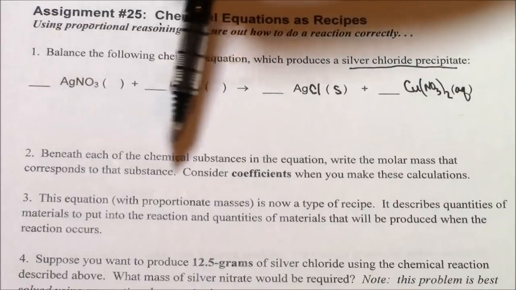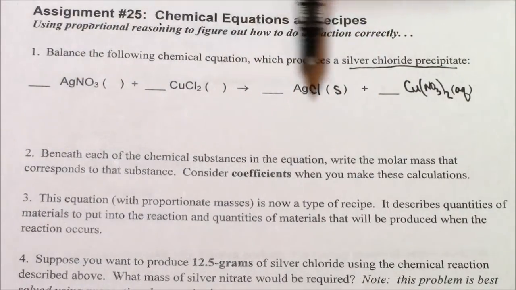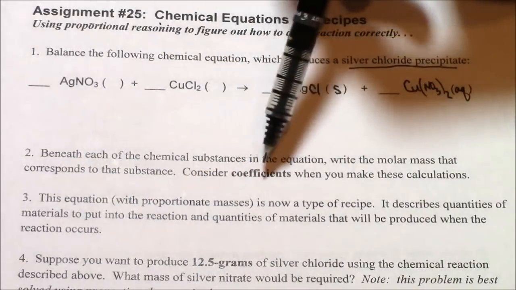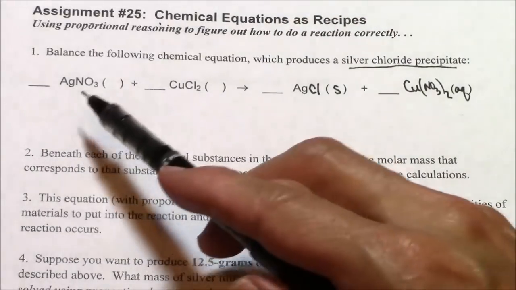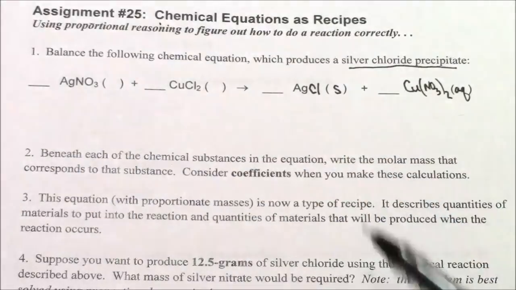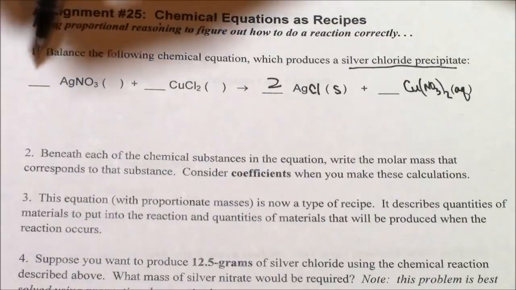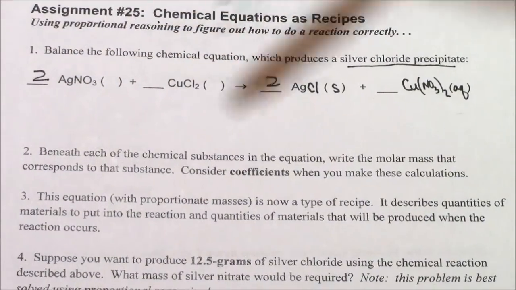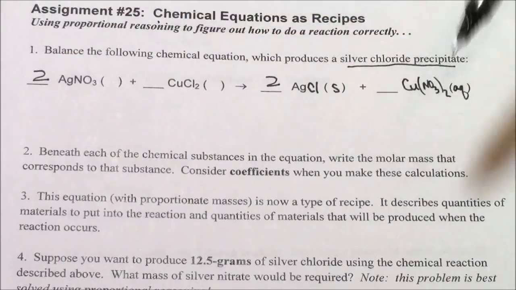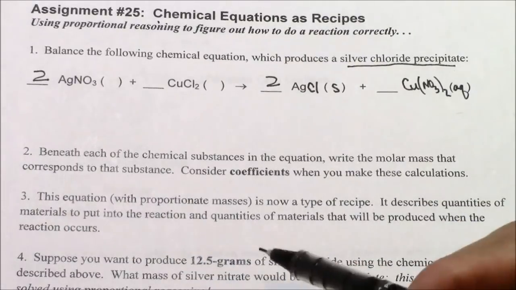Question 2 brings in mathematics. It says write the molar mass that corresponds to each of these substances. The second sentence says consider coefficients when you make these calculations. So if you notice, this equation is not correctly balanced as written. It does need a coefficient of 2, another coefficient of 2 to be correctly balanced. I'll show you how to do the first substance, and then you can try to do the remaining 3 and then check your answer with me.